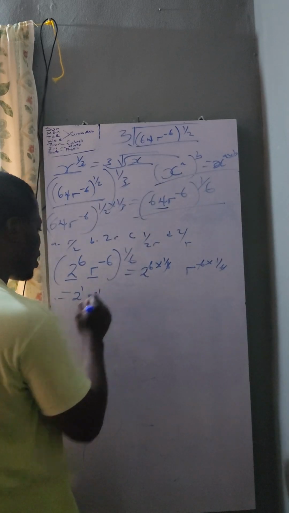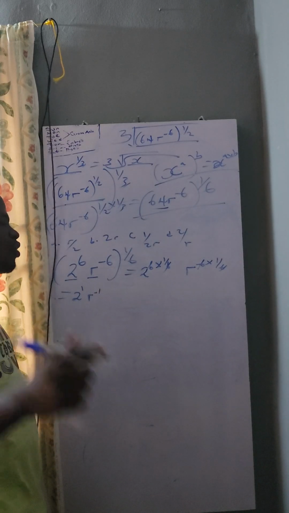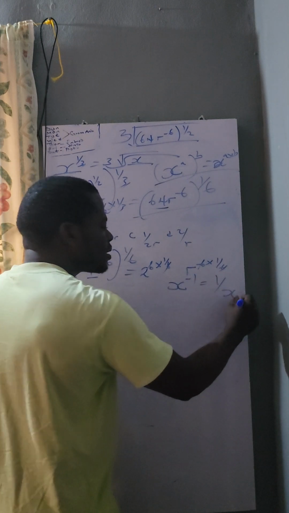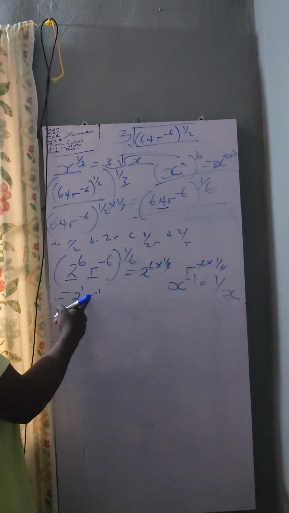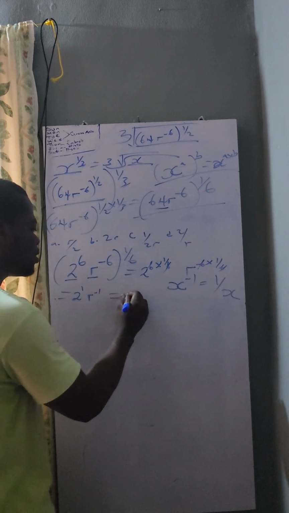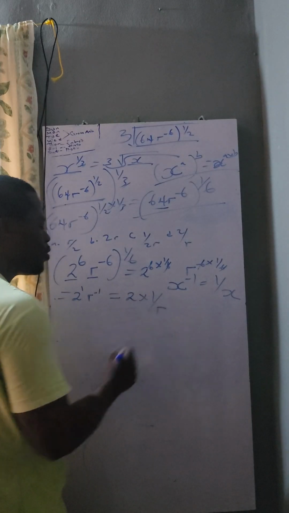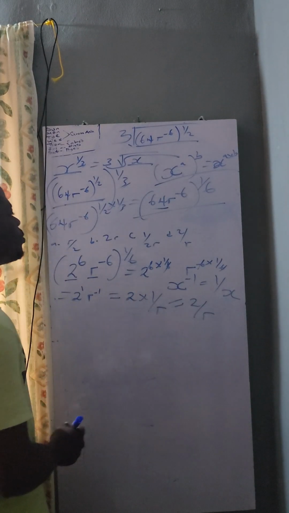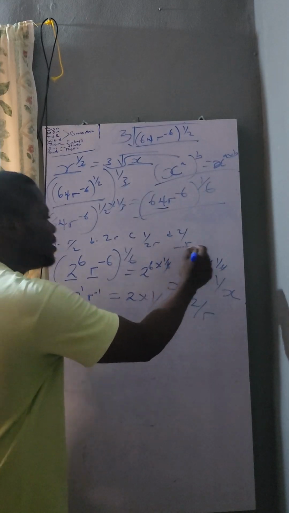Minus 1. Don't forget what I said earlier, that if you have x raised to power minus 1, it means 1 over x. So we have r raised to power minus 1, which means 2 times 1 over r. You know 2 raised to power 1 is 2. So the answer here is 2 over r, and the option here is D.